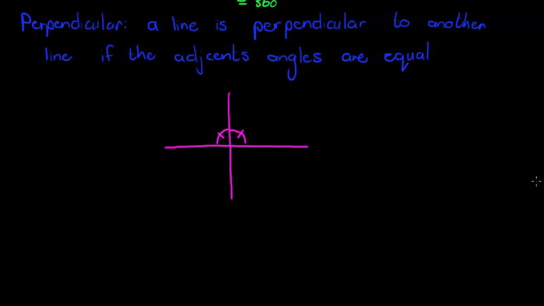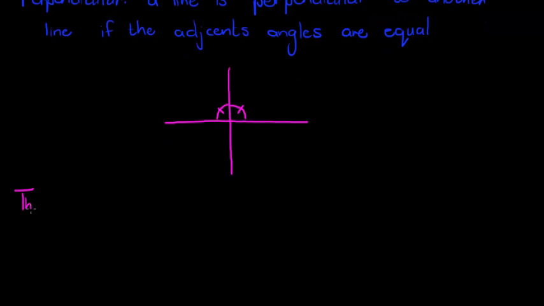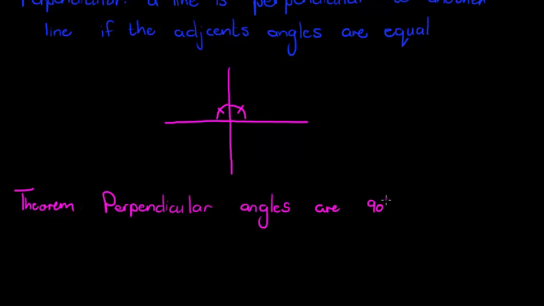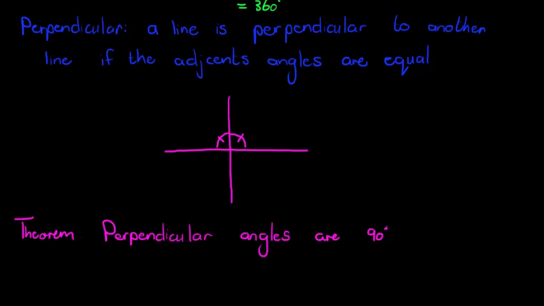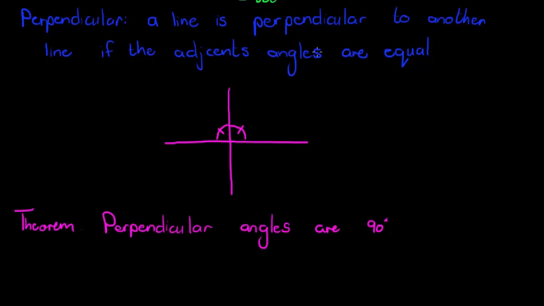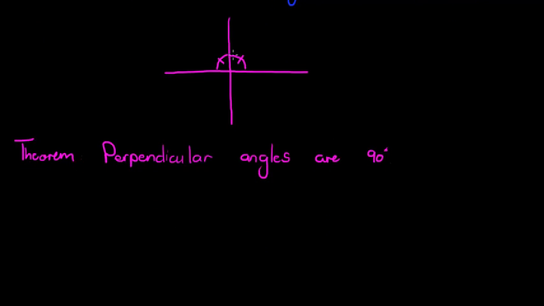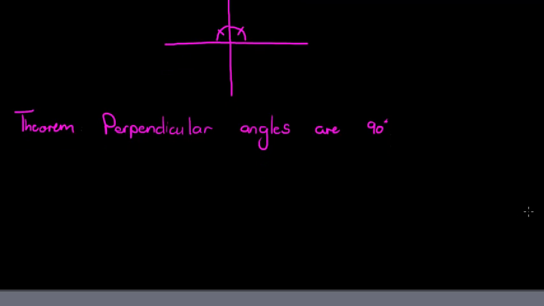Now it's going to be a proof, it's a theorem. The theorem is that perpendicular angles are 90 degrees. We need to now go and prove that with what we know so far. We have to prove that when a line cuts another line and the adjacent angles are equal, we know that vertically opposite angles are equal. Now we're saying the adjacent angles are also equal, and if they are equal, according to this theorem, both of them should be 90 degrees. So you need to go and prove that to me.